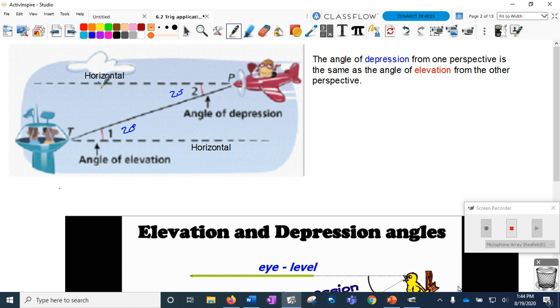Okay, and that's because these are two horizontal lines. These are parallel lines. So if you remember from your geometry, when you have parallel lines cut by a transversal, then alternate interior angles are congruent. Okay. Bottom line is this. If someone's looking at an angle of depression of 20 degrees, the other perspective is an angle of elevation of 20 degrees. Okay. Here's another example.